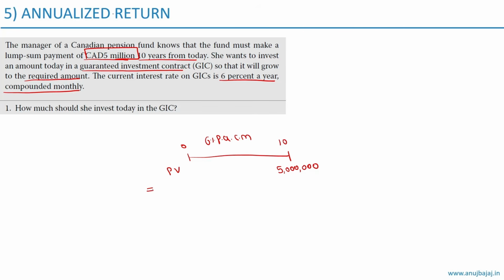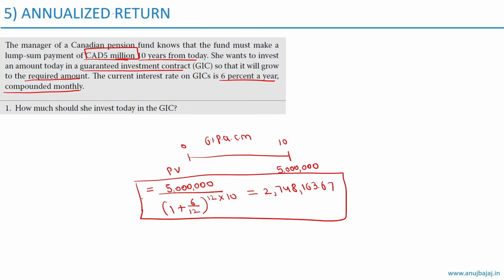So to calculate the present value, we take $5 million, which is our future value, divided by 1 plus interest rate per period, which is 6 divided by 12, raised to the number of periods in a year, which is 12, multiplied by number of years, which is 10. So you should get the present value to be 2748163.67. So this is how we calculate the present value when we have a non-annual compounding.